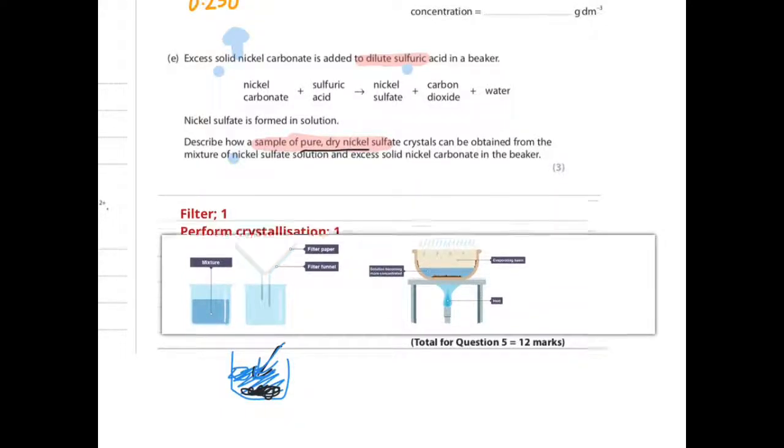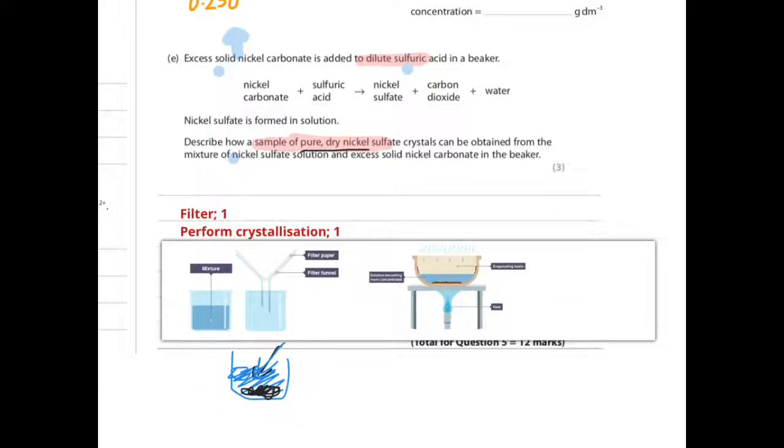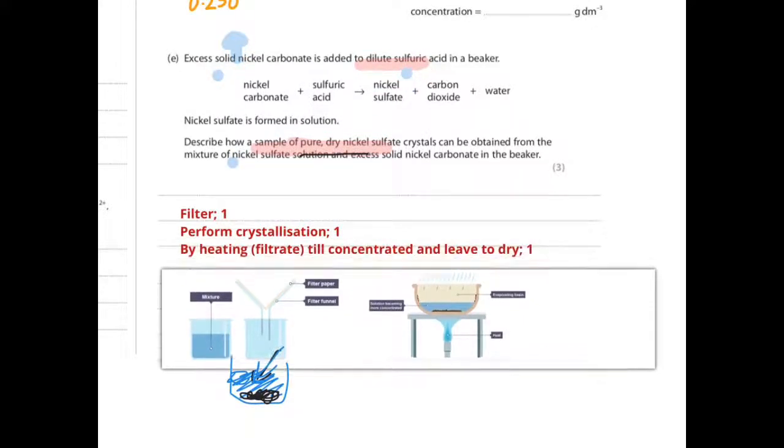So filter, 1 mark. Perform crystallization. That's what this process is here. When you're evaporating stuff, you say perform crystallization, but you could express it in other ways. For example, by heating the filtrate till concentrated and leave to dry. This is called filtrate. What you get at the other end of the filter paper we call filtrate. So by heating this filtrate till it's concentrated, so this basically is just a real thick soup of nickel sulfate with just a little bit of moisture in there, and leave it to dry because it'll be warm enough now for the water to evaporate without damaging the salt by excess heating.